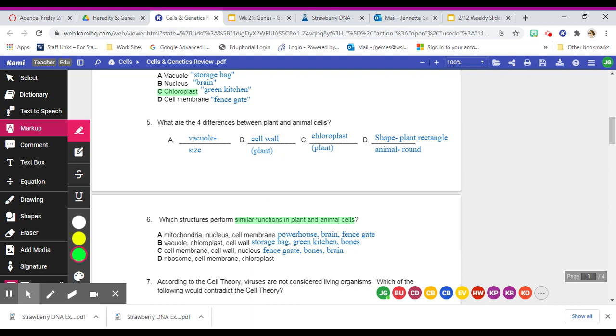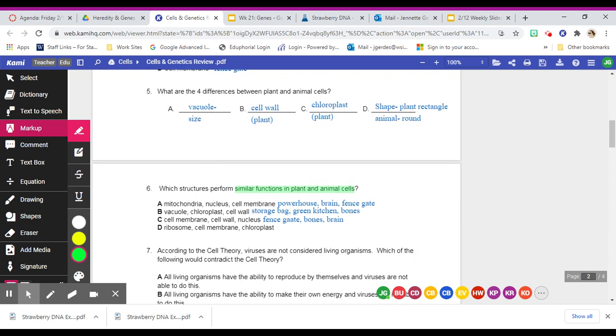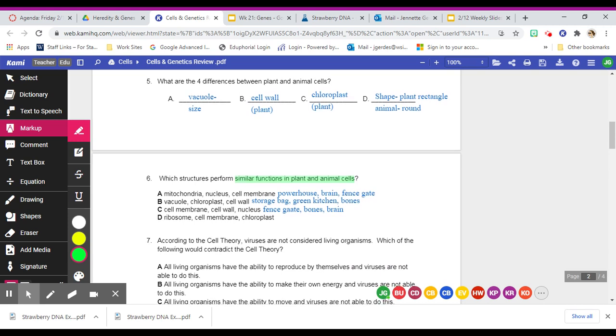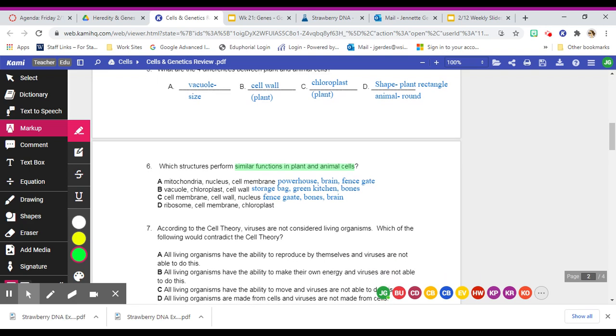The other thing is the cell wall is only in the plant cell. The chloroplast is only in the plant cell. And then the last thing I wrote down was the shape. The plant cell is rectangle while the animal cell is round. So hopefully you got those on your answer document. Okay. If you did not get one of these or you got it wrong, please fix your document so that you are studying for the test with accurate information.